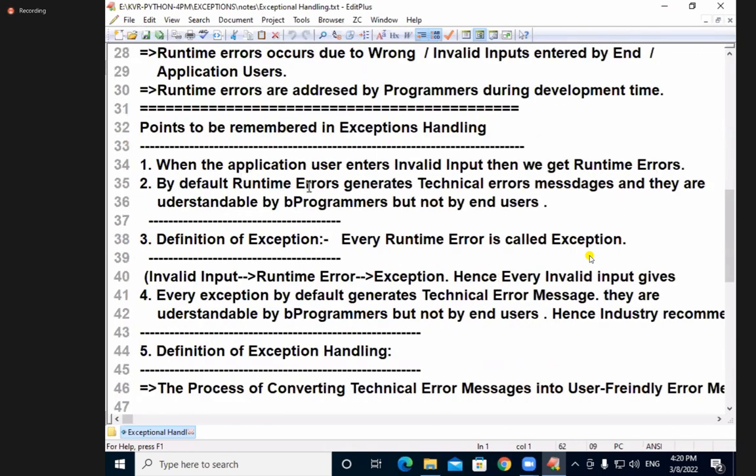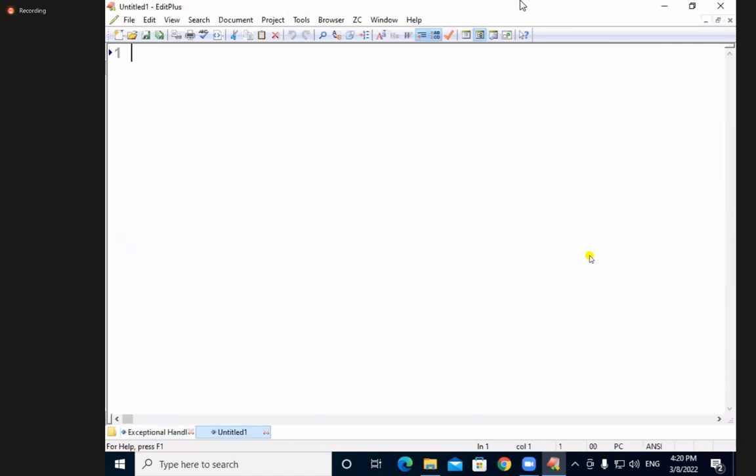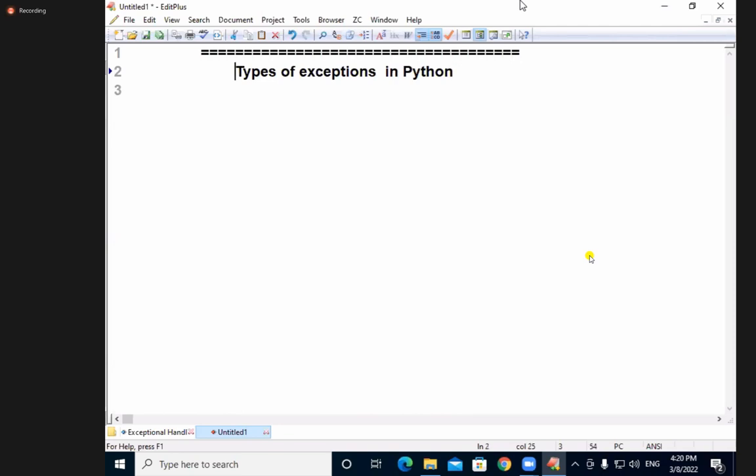And today is the most important day where I'm going to enter slowly into the programming part in today's class. Okay, students, now I'm entering into types of exceptions. Types of exceptions in Python programming language. Very, very important. So I'm going to give you the clarity on this part of it. Let us follow this concept carefully.